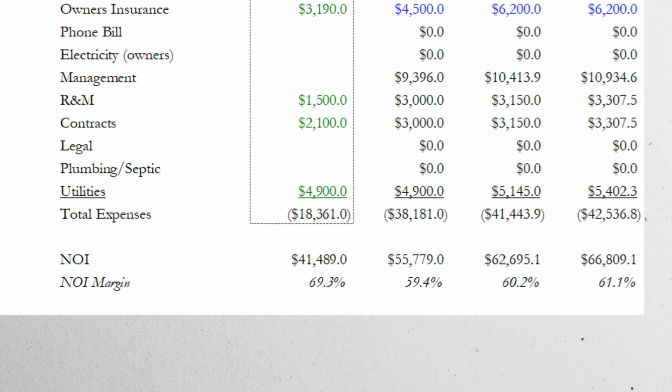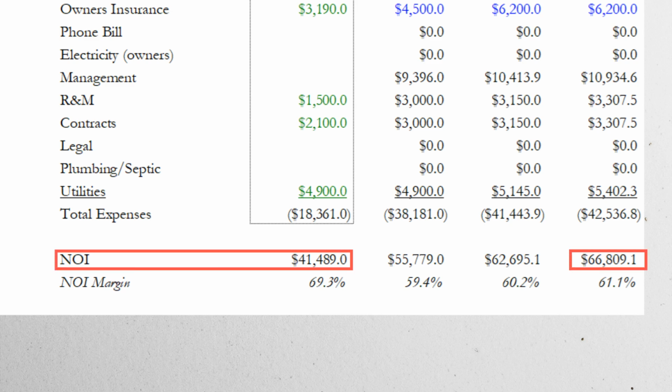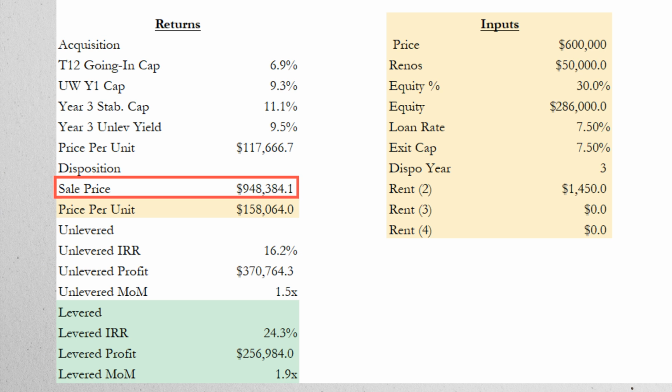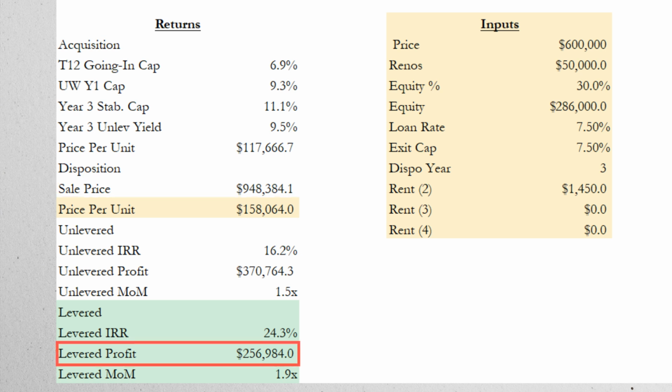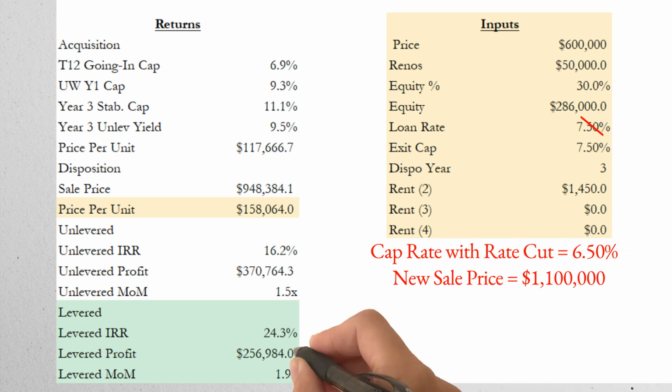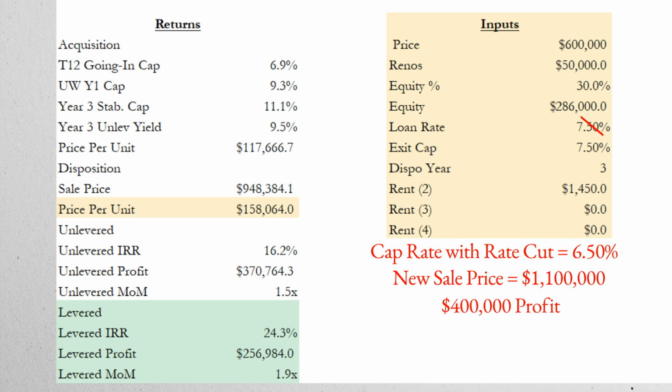He's buying the property with a current NOI of $41K. After renovations, the property NOI should be $67K based on current market rents. At the current market cap rate of 7.5%, the property would be worth $948K at sale. After closing costs, the sale would net a profit of over $250K, which is great, nearly a 2x on their money in just 3 years. But now let's tack on the supercharging. What happens if the Fed rate cuts lead to cap rates dropping 100 basis points? Well, the property would be worth 1.1 mil, and they make an additional 150K in pure profit.